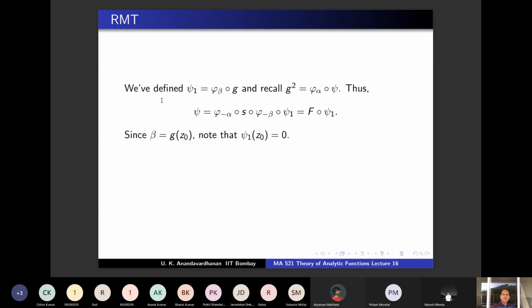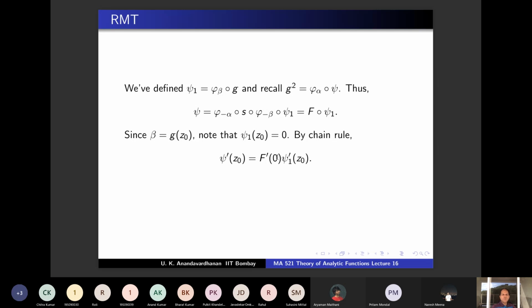Why is psi 1 at z naught 0? Because psi 1 is this, beta is g of z naught, therefore phi beta is 0 at beta, no? Phi beta is z minus beta by something. So at beta it is 0. So beta is g of z naught. Therefore psi 1 at z naught is 0. So apply chain rule to this equation. You will get psi prime at z naught is F prime at psi 1 of z naught, which is 0, times psi 1 prime at z naught.